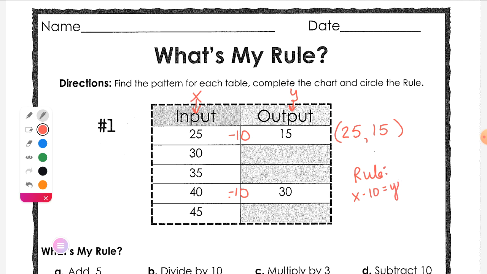Lena, how did I come up with that? You take your x coordinate and then you subtract 10 from it, and that's your y. Yeah, no matter what my x value is, if I subtract 10 from it, it will always give me my y value. So now that I know that, I can just take the x value minus 10. What's 30 minus 10? 20. 35 minus 10? 25. 45 minus 10? 35. Now, so our rule is the x value minus 10 equals our y value.